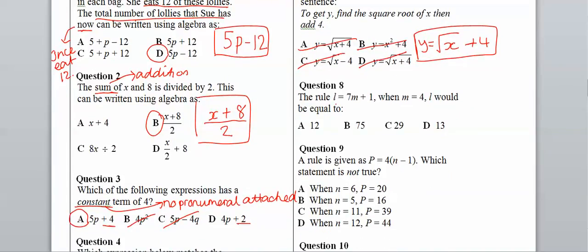The rule L equals 7m plus 1. When m equals 4, L would equal 2. So this is substitution. So I've got L equals 7m plus 1. And we know that m equals 4. So our next line of working is L equals 7 times 4 plus 1. Now we use our BODMAS.